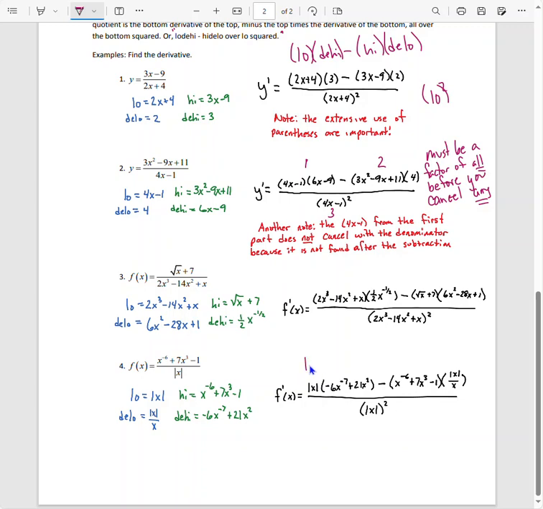Putting this together, we have low, d high, minus high, d low, all over low squared. Product and quotient rules. Nothing new, really, other than once you find the individual pieces and you find their derivatives, how do you put them together? That is product and quotient rule.